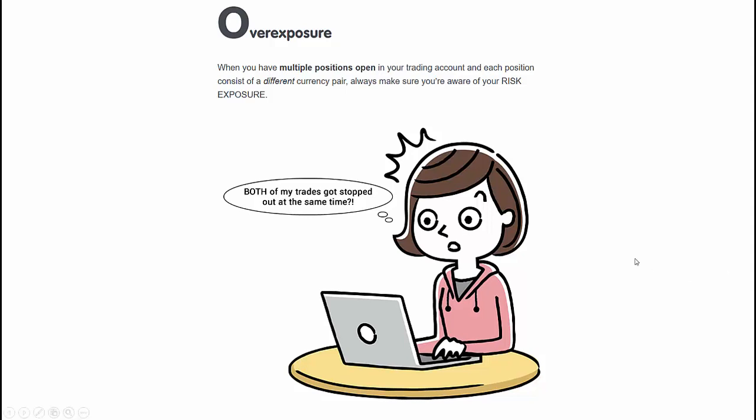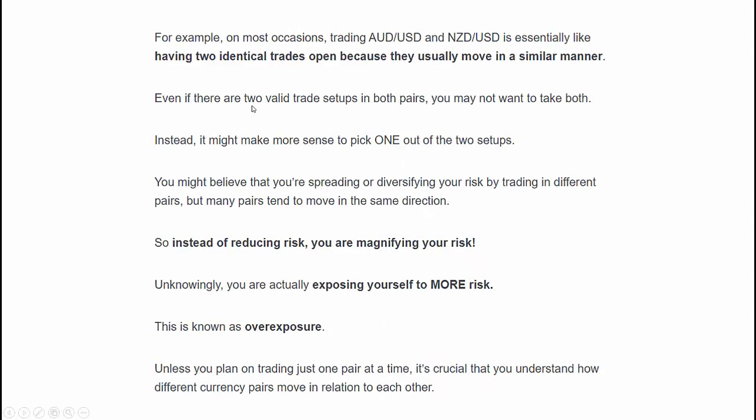So it is very probable that both of your trades, if you have 2, could get stopped out at the same time. So it's important to understand your risk exposure when you have more than one position. For example, on most occasions trading the Aussie dollar, in the futures this would be the 6A, and the 6N here is the New Zealand dollar. They trade almost lockstep, hand in hand. It's like having 2 additional trades open because they usually move in a similar manner, okay?